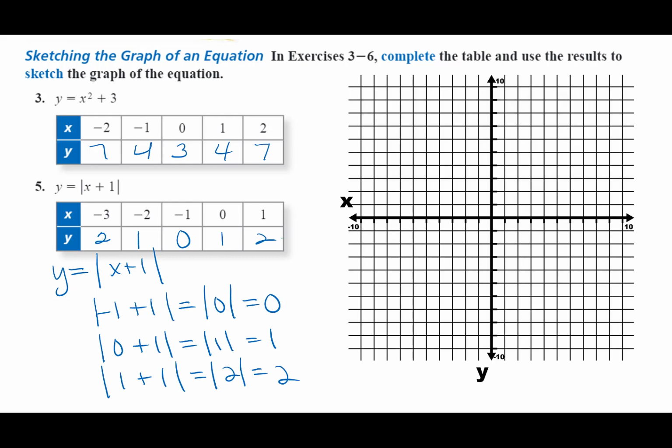And then let me graph this for you. This -3, 2 is 3 spaces to the left and 2 spaces up. -2, 1 is about there. -1, 0, and then 0, 1, and then 1, 2. And this is similar to a parabola, but it's actually more of a V shape instead of a U. But this is the graph of an absolute value.